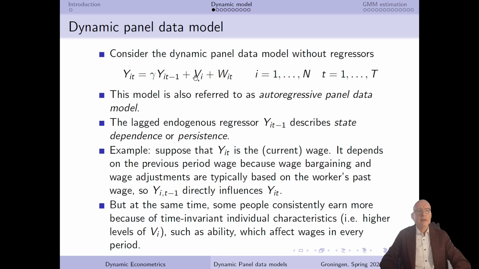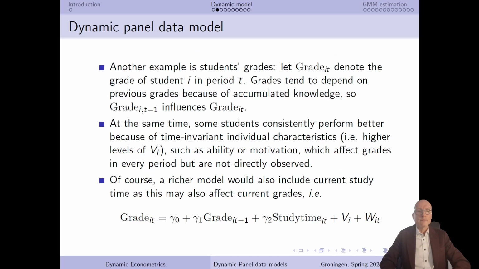However, because talents also have an impact on the previous period's wage, it becomes very difficult to disentangle the impact of, say, the talents of a particular individual and the previous period's wage, because very talented individuals also have a relatively high previous period's wage. So this is essentially the challenge that we have as econometricians, and it immediately implies that we are going to have a problem that VI and YIT minus 1 are likely going to be correlated to each other.